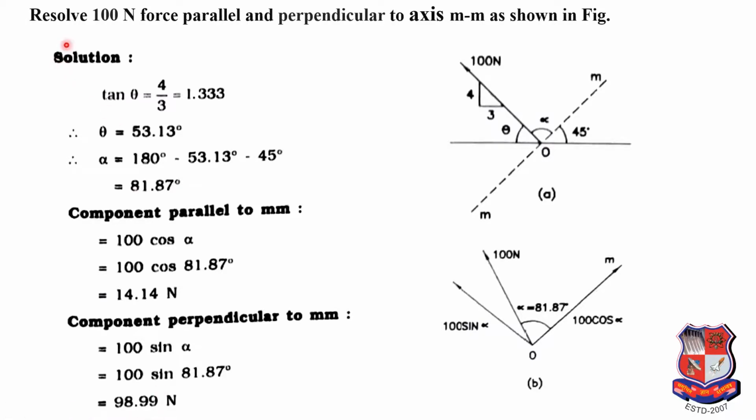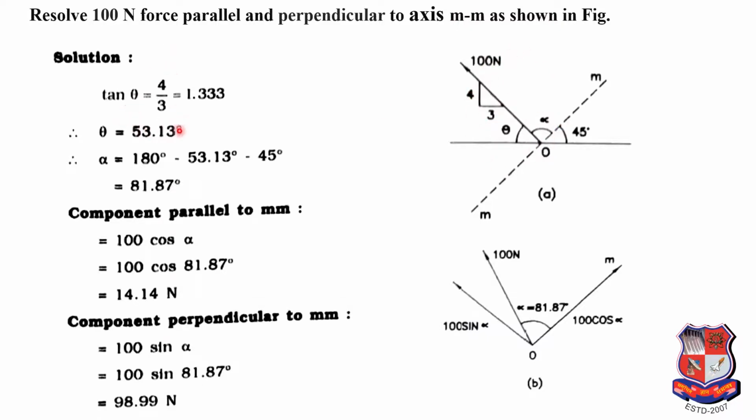Here you can see, resolve the 100 Newton force parallel and perpendicular to axis MM as shown in the figure. That figure is given. Here MM is there, angle theta is there, alpha is there. Here as per that figure we have to go for tan theta. So what will be that? 4 by 3. Okay, as per the figure.